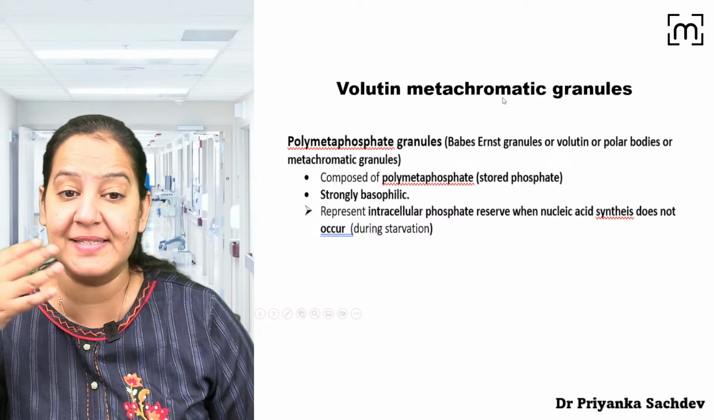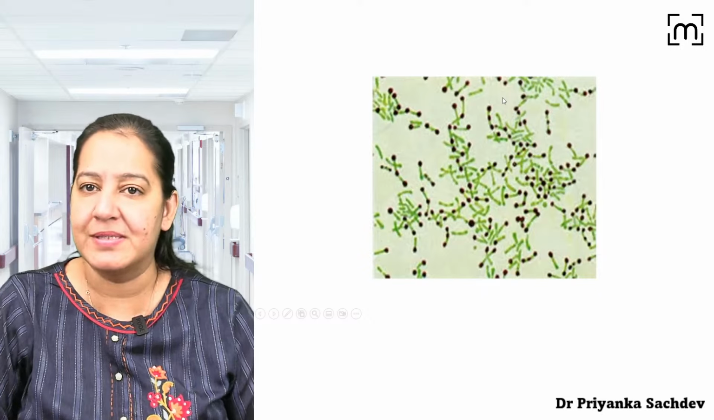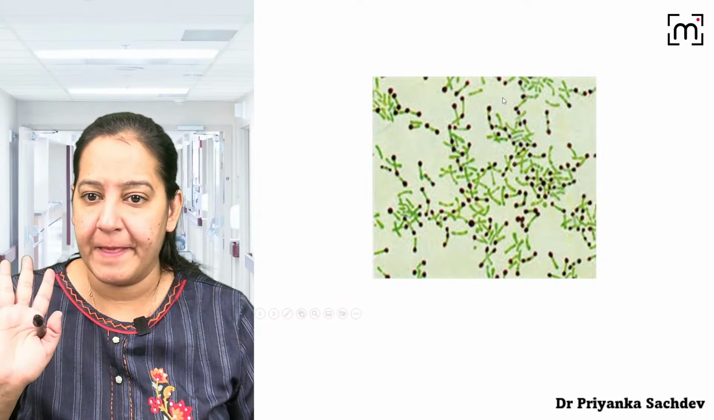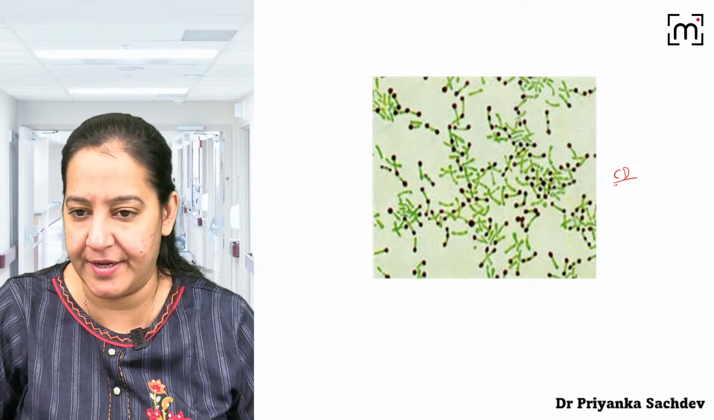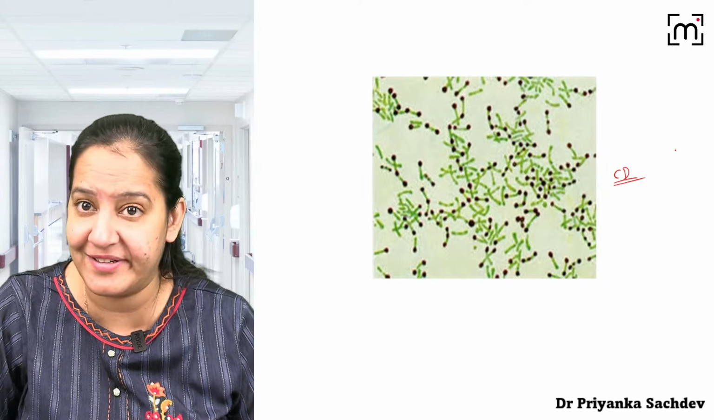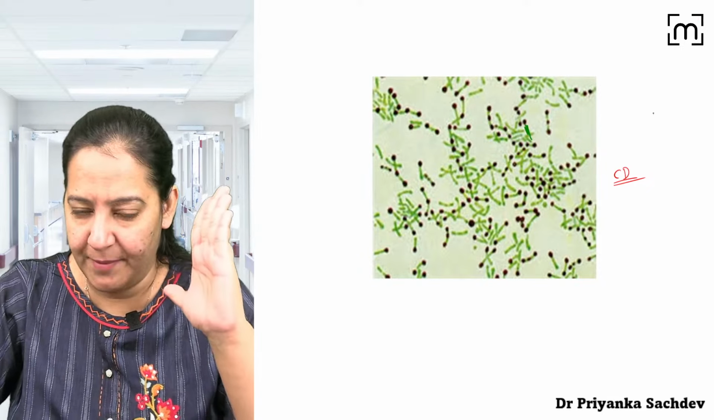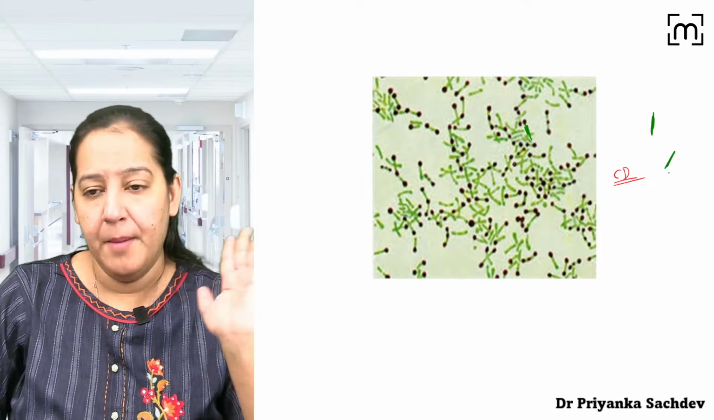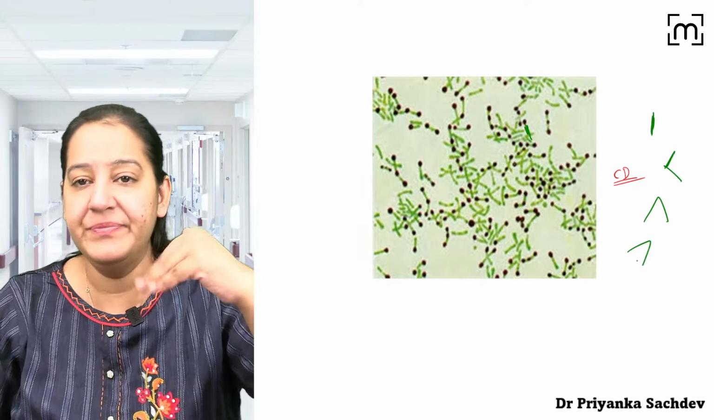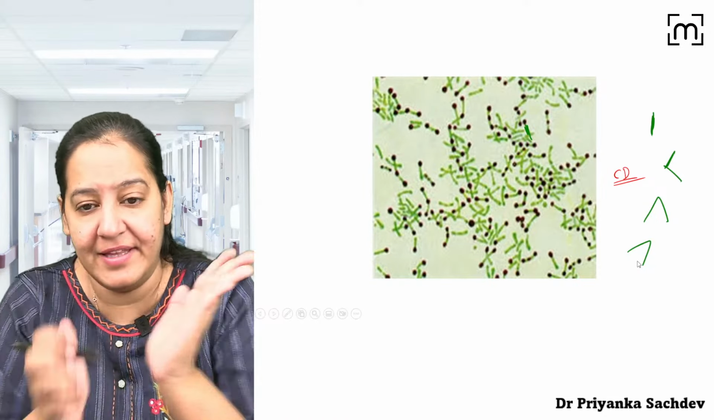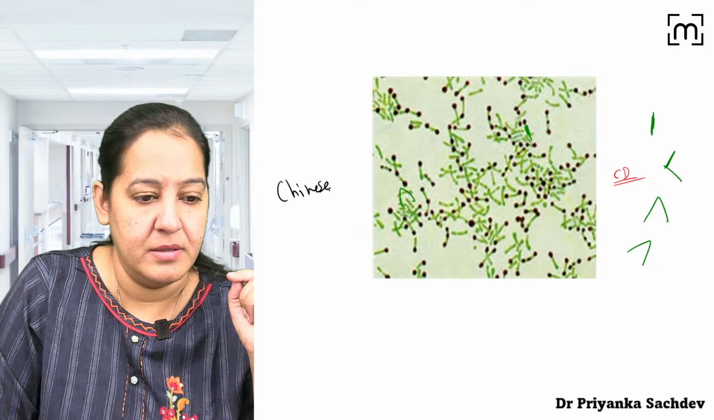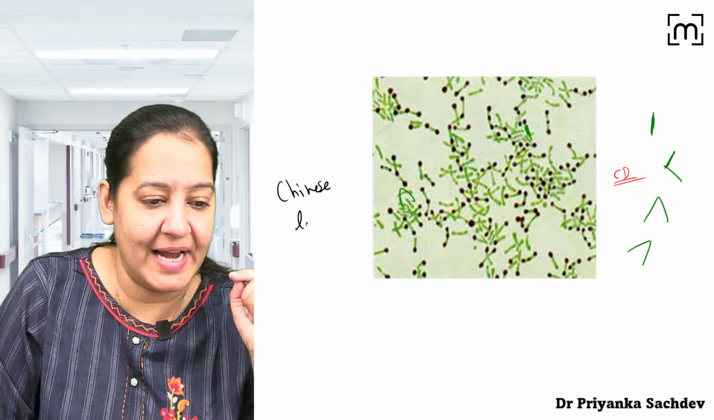Coming to the next topic, next mnemonic. You know, there are a few granules. Can you see this bacteria? This is a diagram of Corynebacterium diphtheriae, the diphtheria bacteria. You can see the green color is the bacteria, a green rod. But the thing is that they are angulated in the form of V and L. They are angulated, a Chinese letter arrangement.